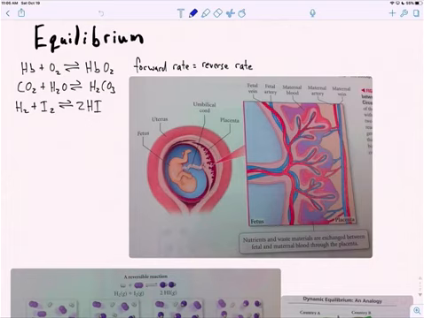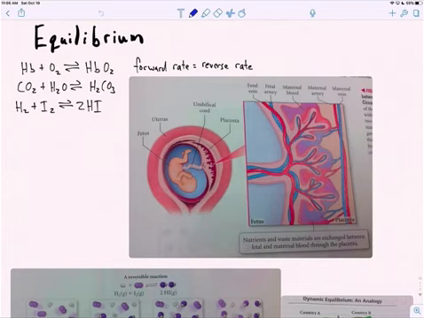You're standing still, but you're teeming with activity. Someone asks, what are you doing? Well, it looks like I'm doing nothing, but on a molecular level, I'm teeming with activity. Yes, that is the essence of equilibrium. Even though it looks like nothing is going on, lots and lots of activity is taking place.